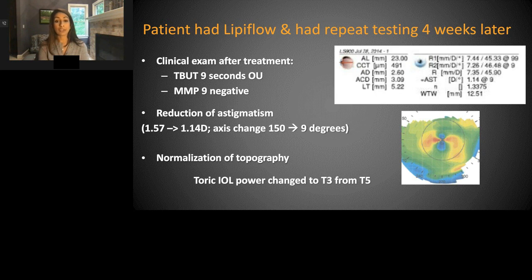So there was a change in astigmatism that changed the recommendation of my actual treatment plan. Her astigmatism reduced from 1.57 diopters to 1.14. But even more importantly, the axis changed by almost 40 degrees. And so this really shows the impact that ocular surface disease and MGD can have on our measurements and our surgical plan. And my toric IOL that was recommended initially was a T5, and after treating her MGD, went down to a T3, so critically important.